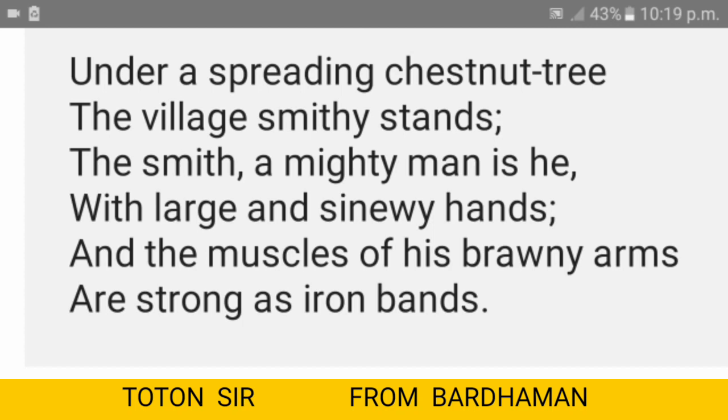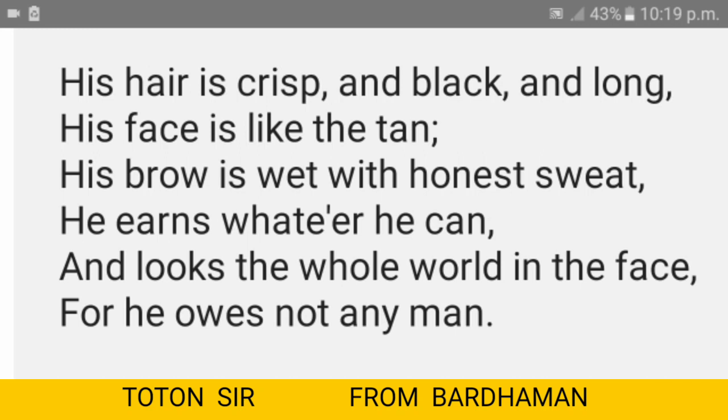Now I will recite the second stanza of the poem. His hair is crisp and black and long. His face is like the tan. His brow is wet with honest sweat. He earns whatever he can and looks the whole world in the face, for he owes not any man.